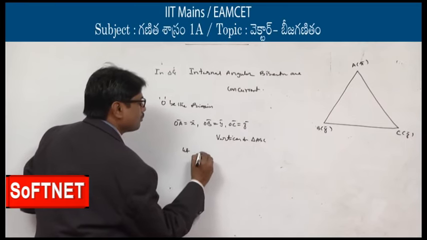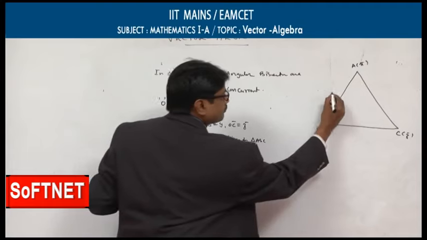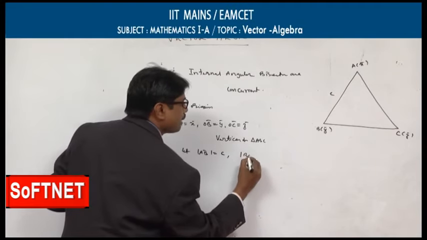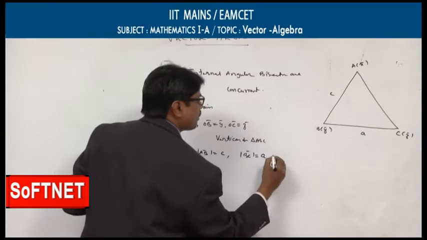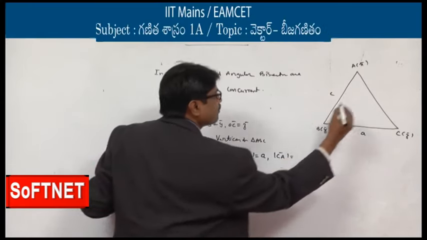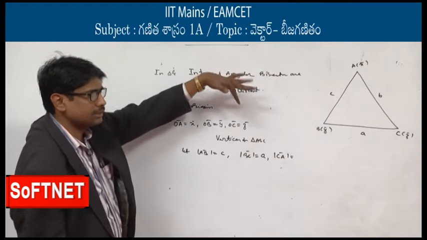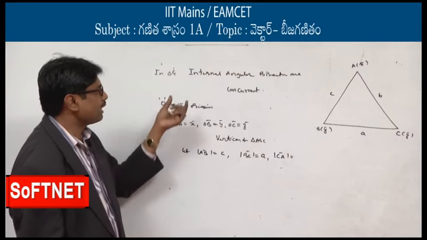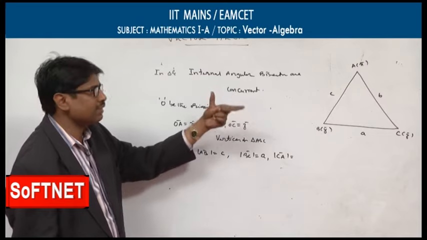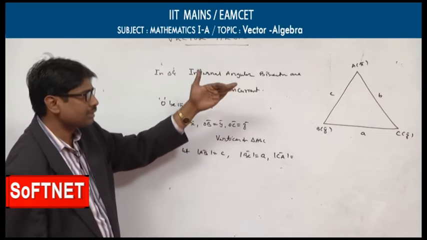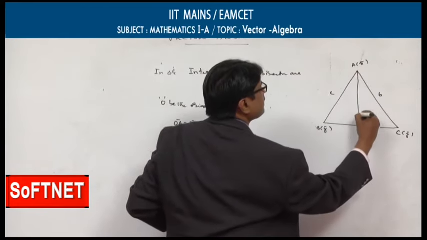Let mod of AB bar be equal to c, the length. Mod of BC bar is equal to a, the length. Mod of CA bar is equal to b. We have defined the vertices and the sides of the triangle. Now our aim is to prove that internal angular bisectors are concurrent. Define the internal angular bisectors of A and B. AD will be the internal angular bisector.